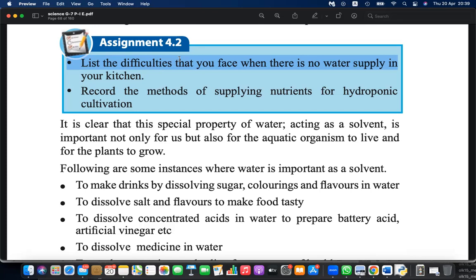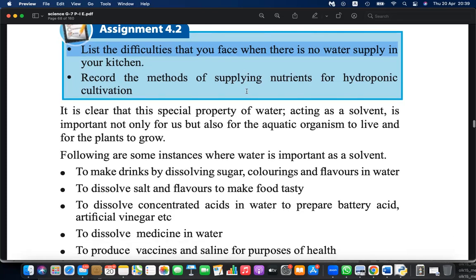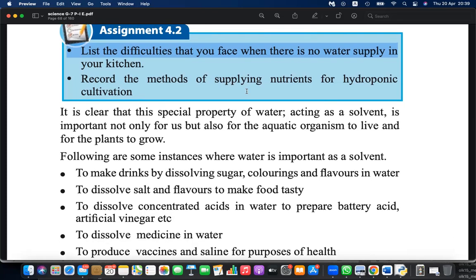Many foods we cannot prepare. Food we cannot prepare. We cannot wash dishes. What else? Is that all? We cannot prepare drinks, right? We cannot prepare drinks, tea or coffee or nothing because no water is there. And what else? Can't keep kitchen clean. Yes, can't keep the kitchen clean. So those are the main problems.